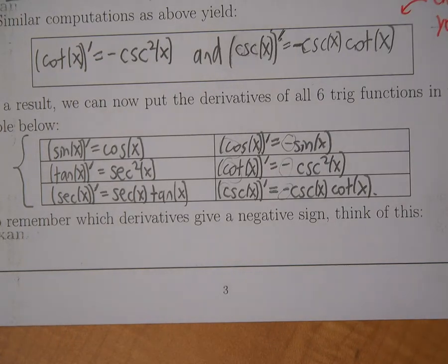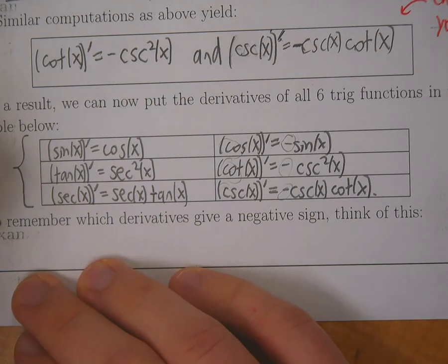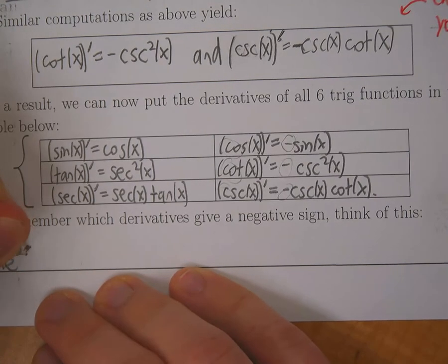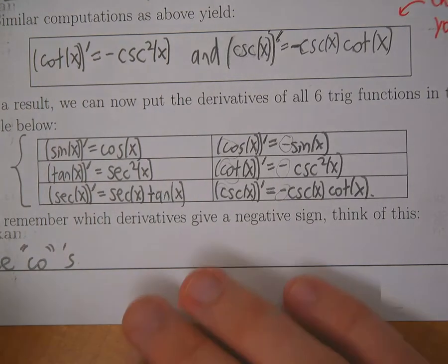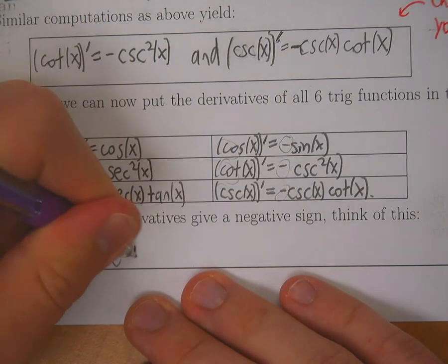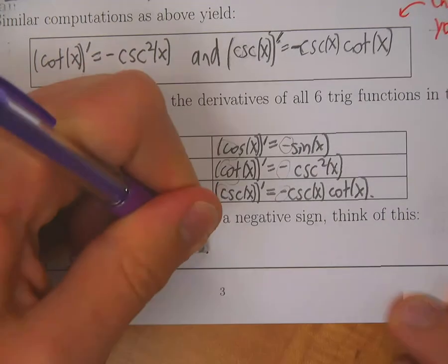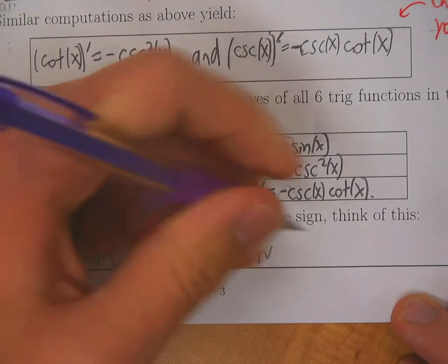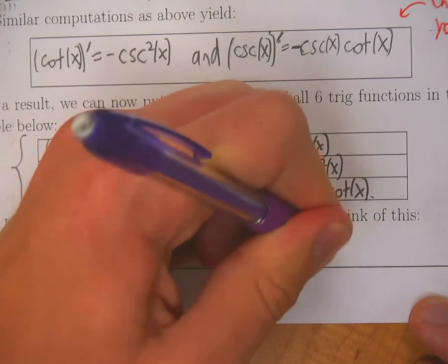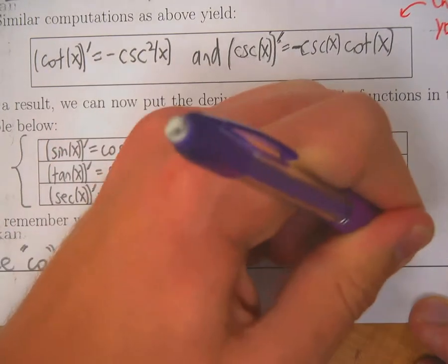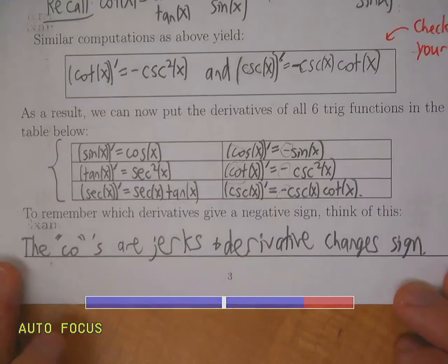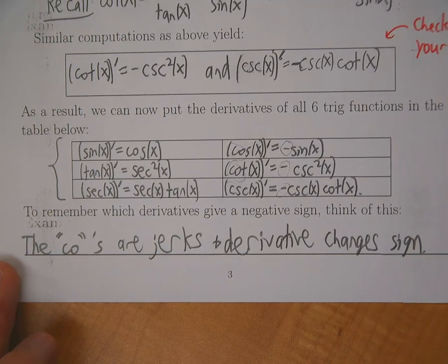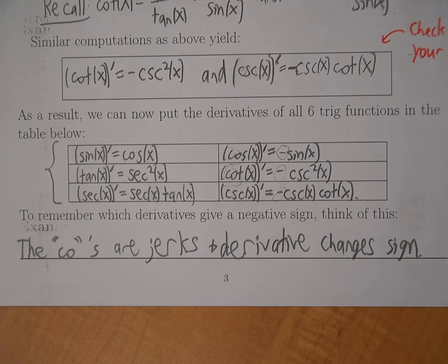So if you want a more informal way of establishing this, you can just say the co-prefixes are jerks, and the derivative changes sign. Okay? So if you want a way to memorize which one spits out a negative, then there you go. That's one way to do it.